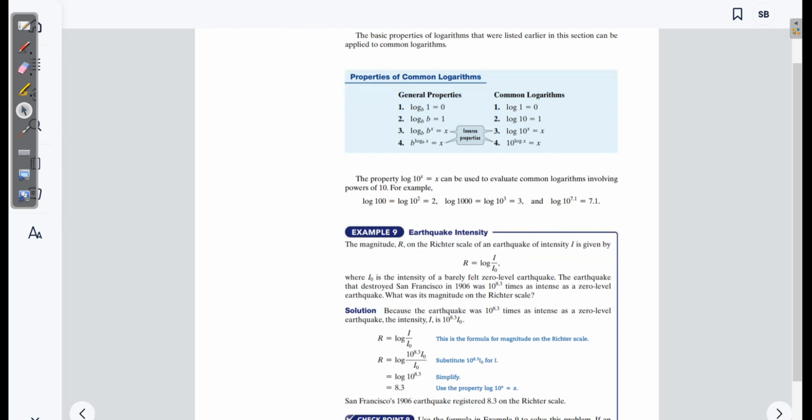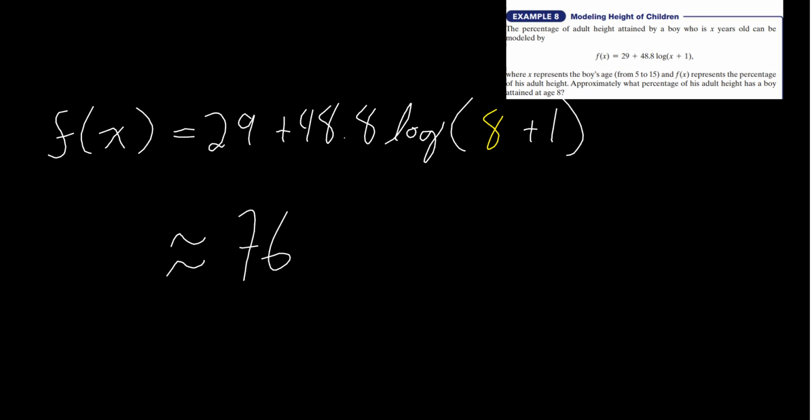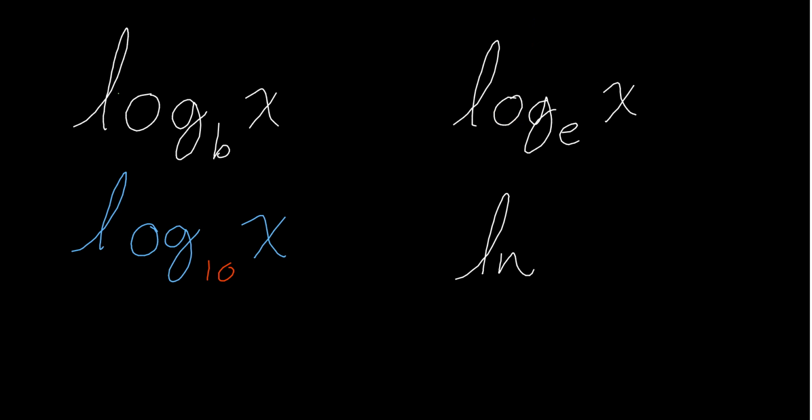Okay. Let's look at properties of common logarithms here. The properties of common logarithms are going to be about the same as our general properties that we did earlier. On this particular page, this is also known as the common log. I should have written that, I'm sorry.